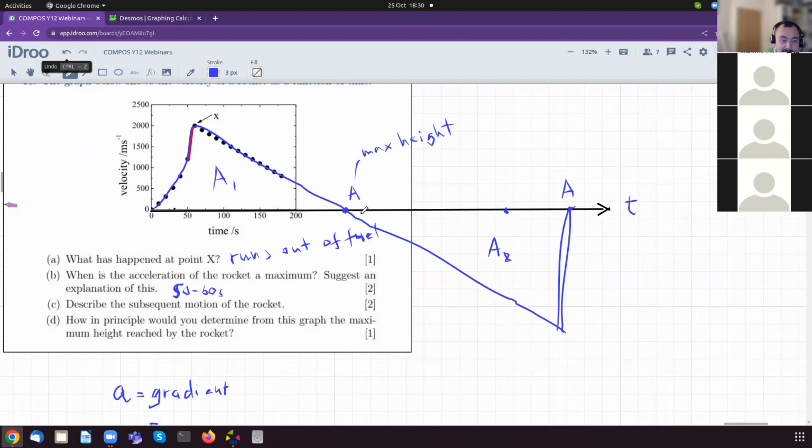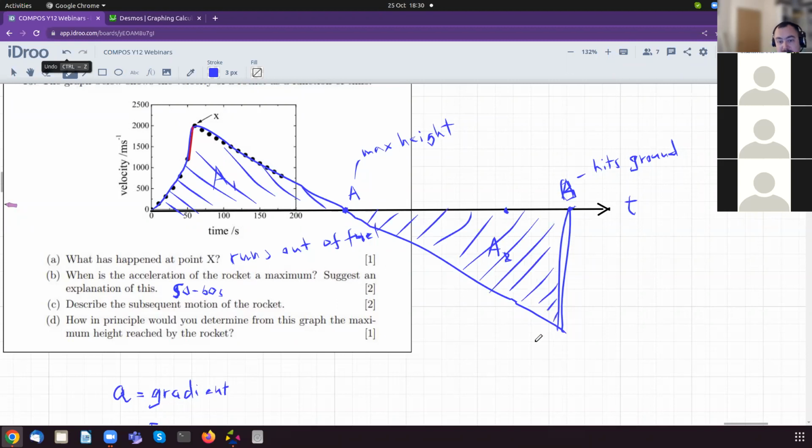In order, B hits the ground, accelerating, then decelerating, then accelerating downwards, and then stops as it hits the ground. And these two areas have to be the same because the area is the displacement. Area is the displacement. How in principle would you determine the maximum height reached by the rocket?